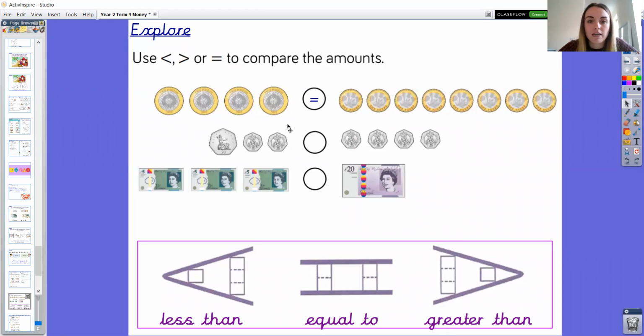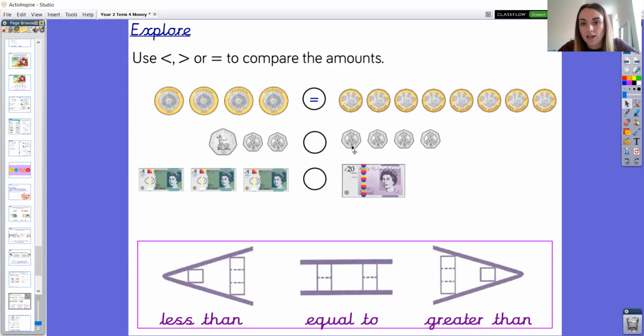Okay, let's have a look at the next pair of amounts. On the left-hand side here, I can see we've got a 50p coin, add a 20p coin, and a 20p coin. So looking at the tens columns, we have 5 tens, add 2 tens, which equals 7 tens. Add another 2 tens equals 9 tens altogether. And 9 tens is the same as 90. So we have 90p here.